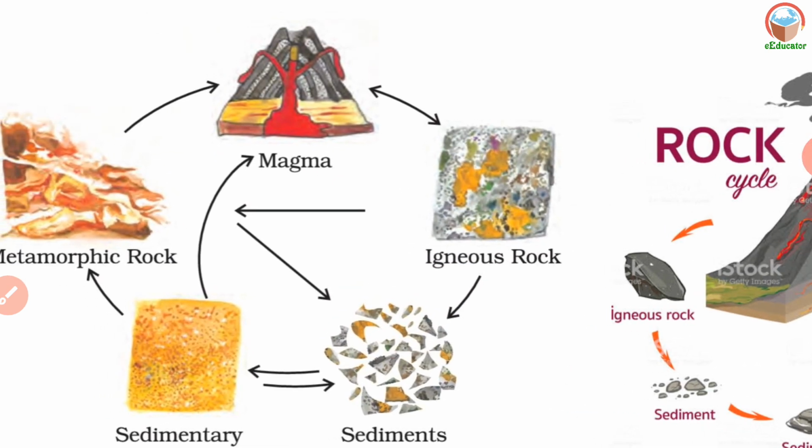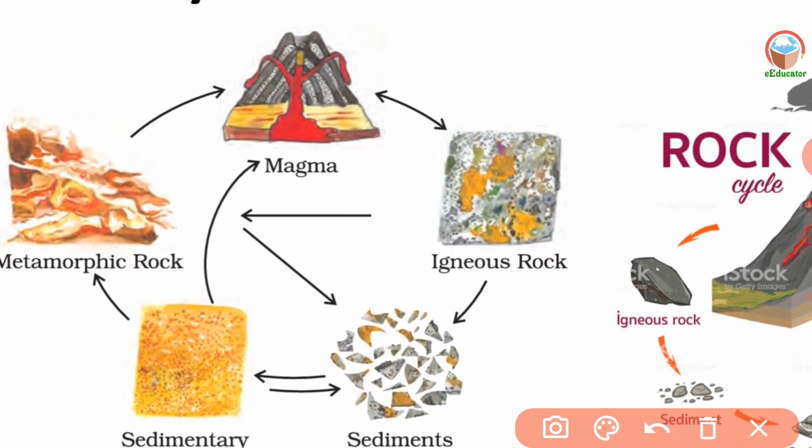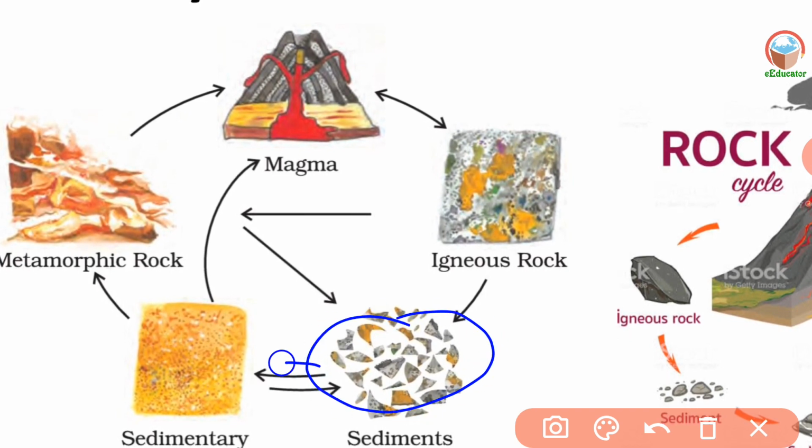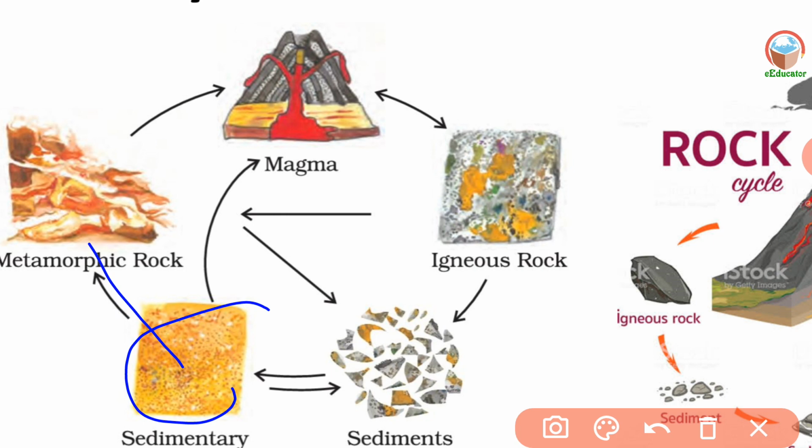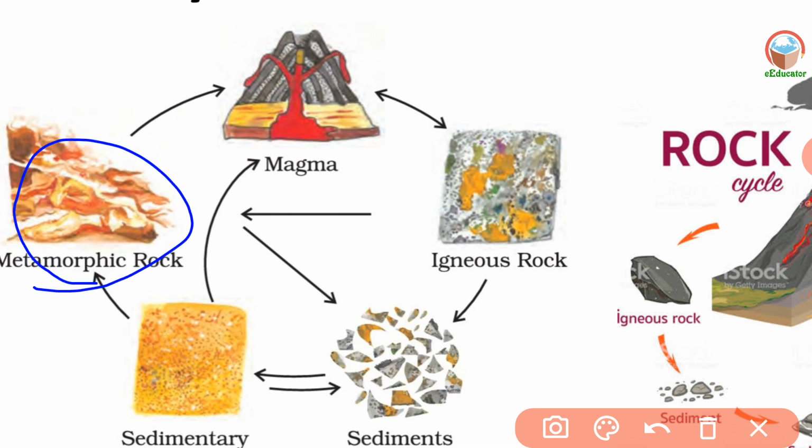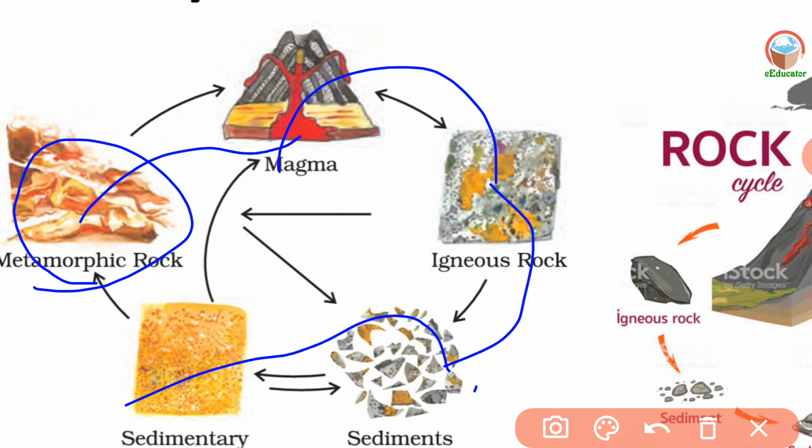Now these sediments, because of heat and pressure again, transform into sedimentary rock. Continuous heat and pressure on the sedimentary rocks transform them into metamorphic rock. Then, because of continuous high heat, the metamorphic rock again transforms into the molten form and becomes magma. From the magma again igneous rock, igneous to sedimentary, sediments to sedimentary, sedimentary to metamorphic.